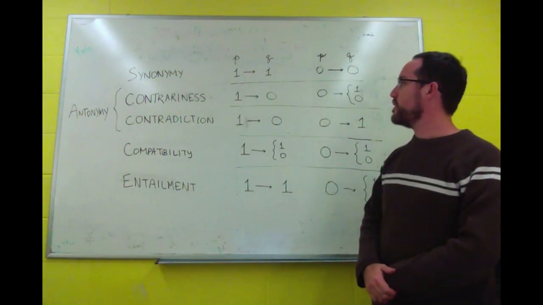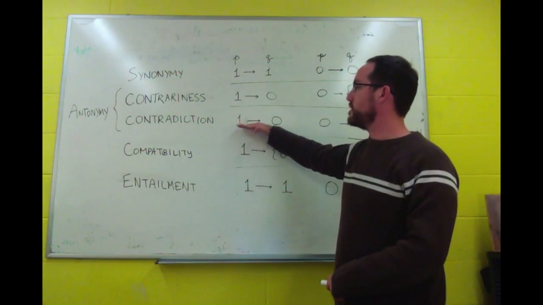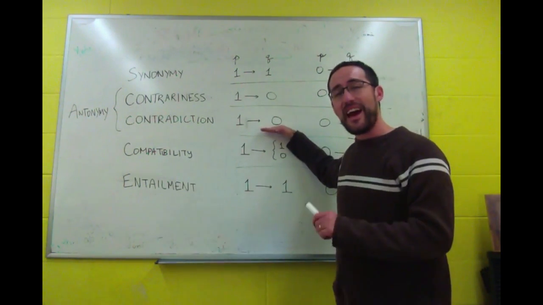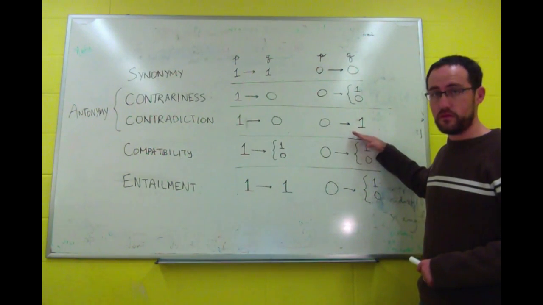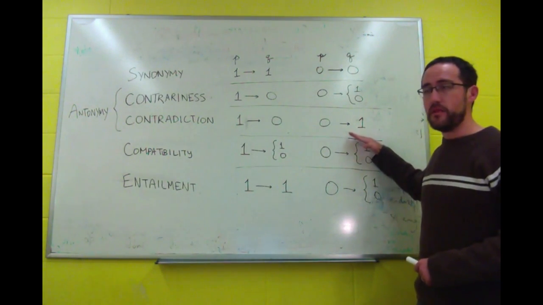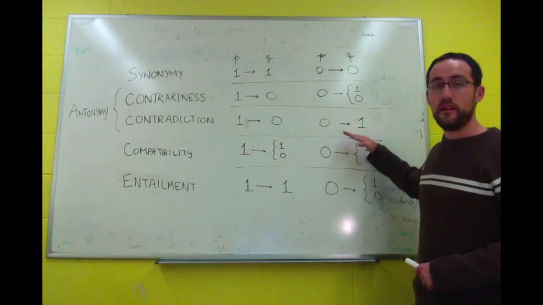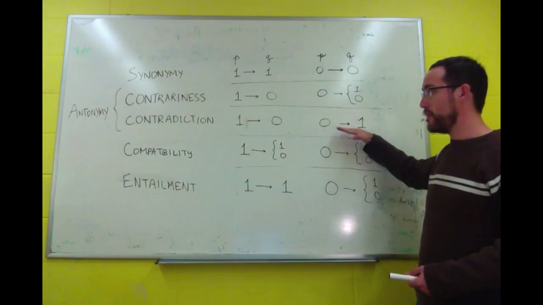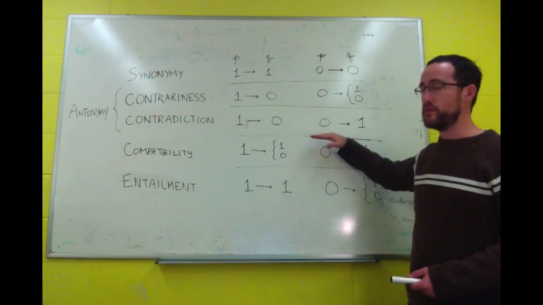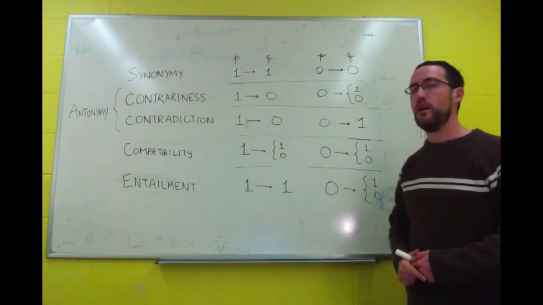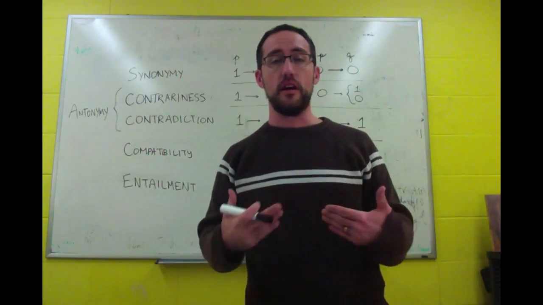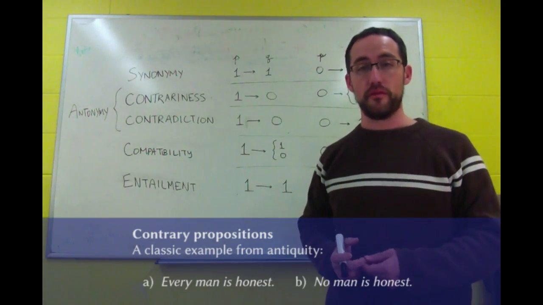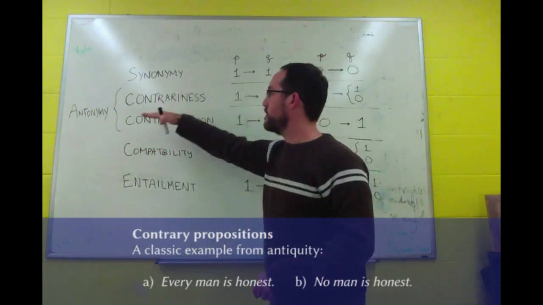Contradiction, on the other hand, occurs whenever one is true, the other has to be false. And whenever one is false, the other has to be true. So something like, I am here and I am not here. Those are contradictory because they can't both be true and they can't both be false. Whereas contrary propositions cannot be true at the same time, but they can both be false. Contradiction, contrariness, those are antonyms.